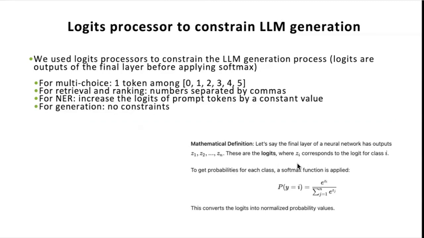If you want to understand what the logits are, the logits are basically the outputs of the final layers of the neural network, any neural network, not limited to LM. So it's basically the outputs of the final layers before you apply the softmax or any activation functions. So these are the raw outputs of the final layers of the neural network.